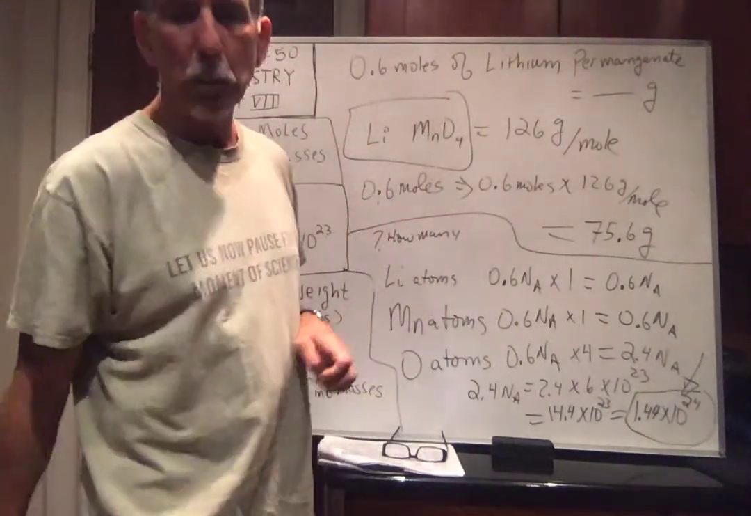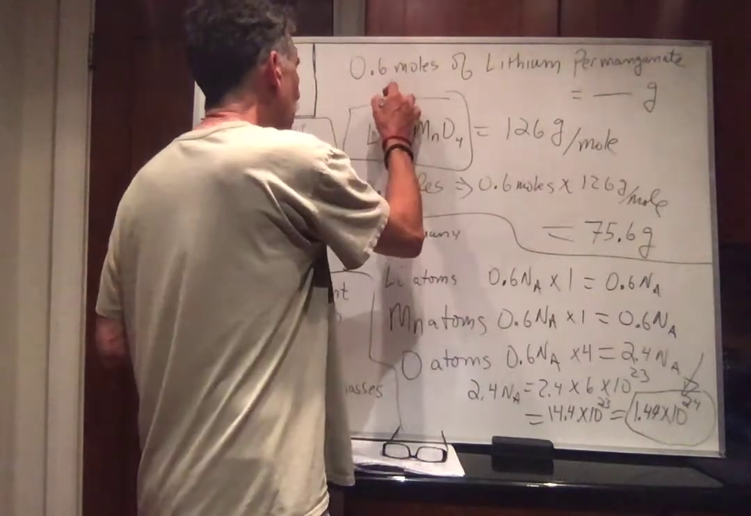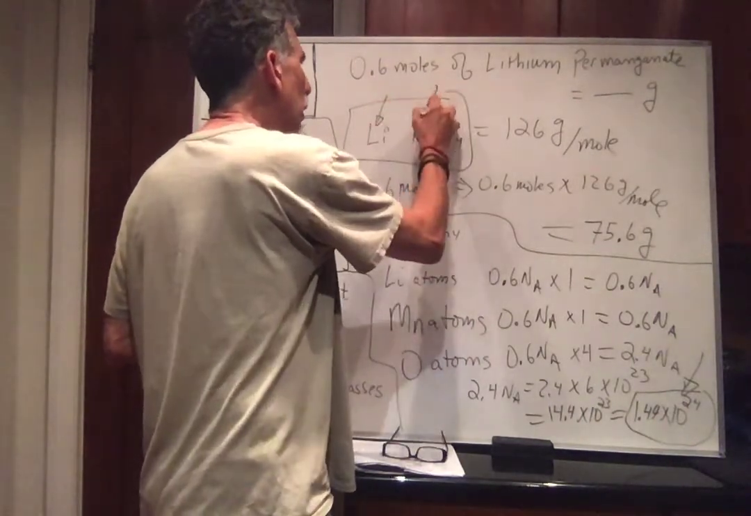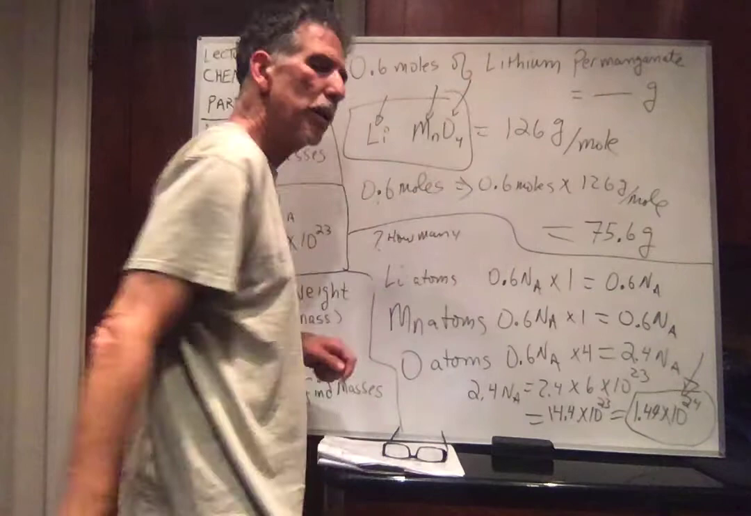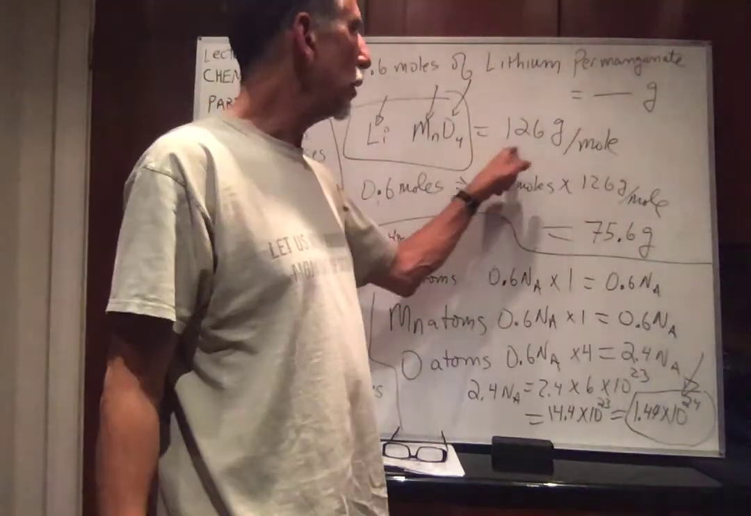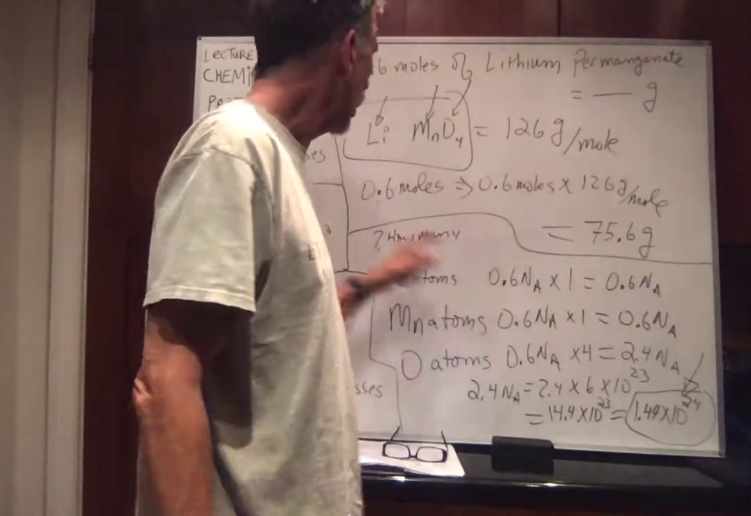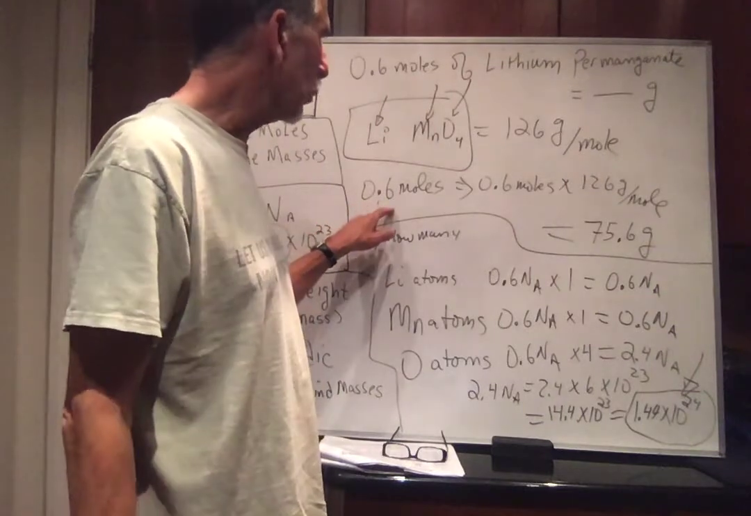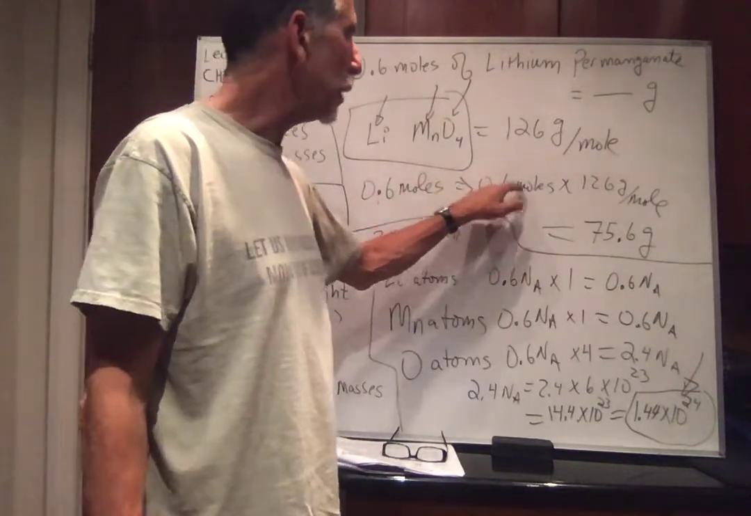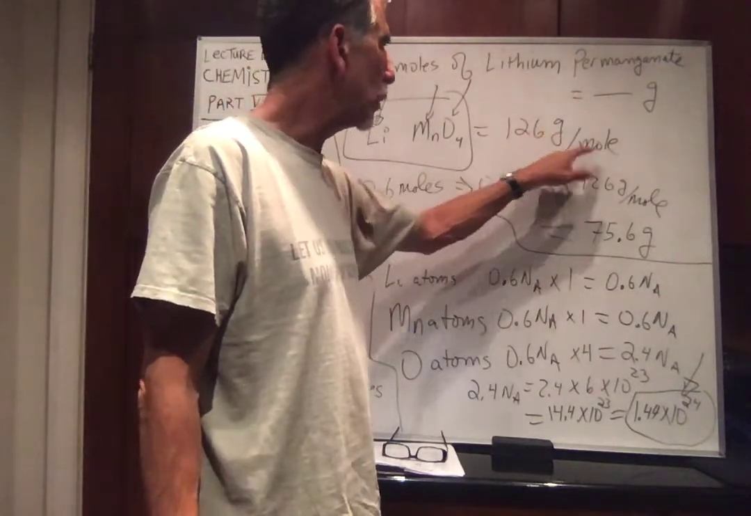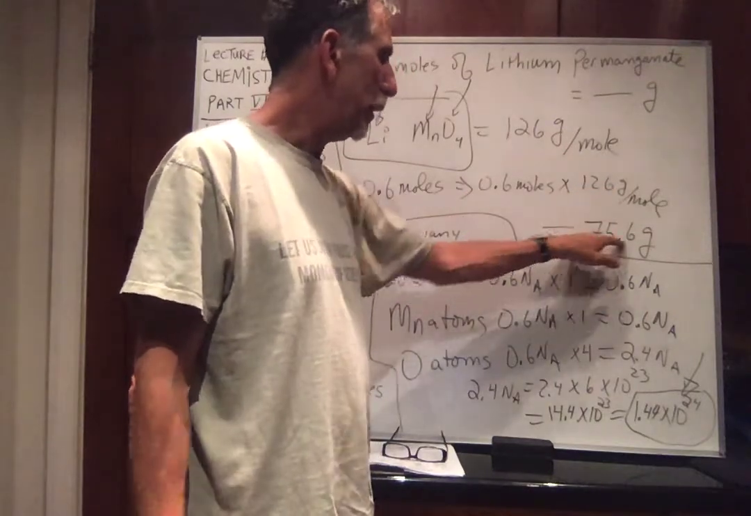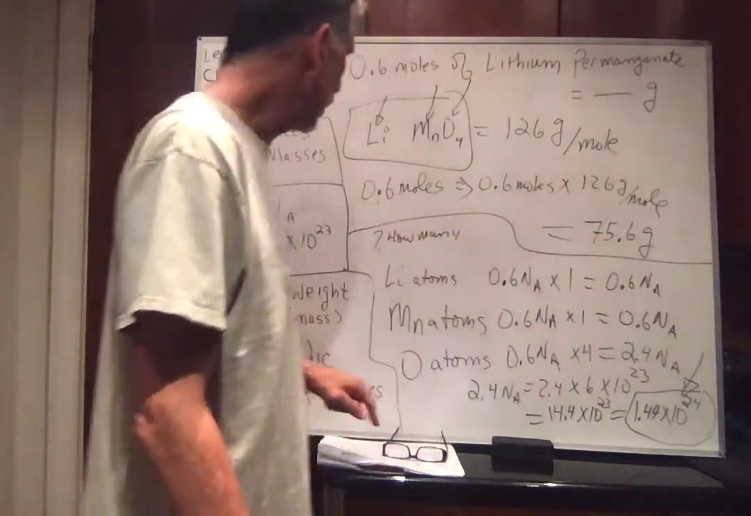Then we need to get the molecular mass, or molecular weight. We look up lithium, we look up manganese, and we take 4 times the mass of oxygen, and that gives us 126 grams per mole. So if we want 0.6 moles, it's 0.6 moles times 126 grams per mole, and we said that's 75.6 grams.